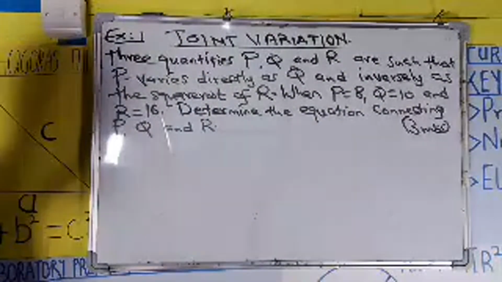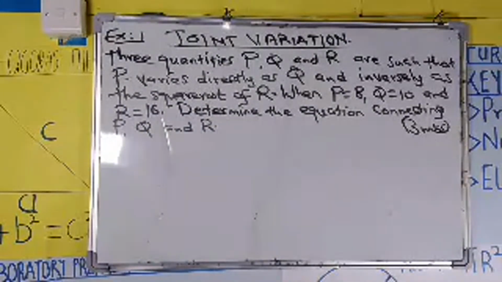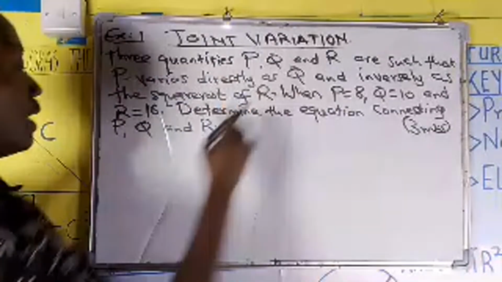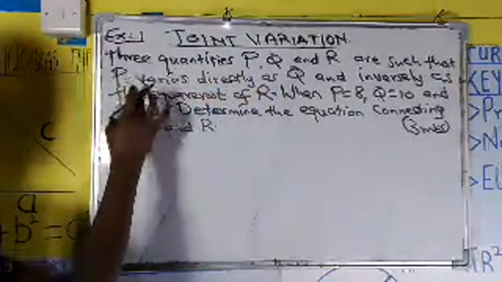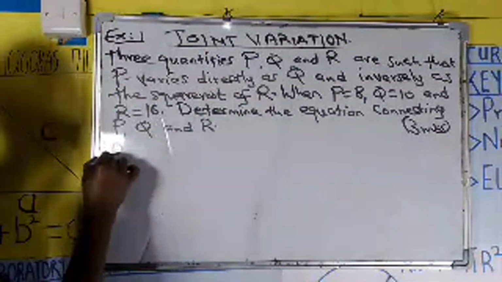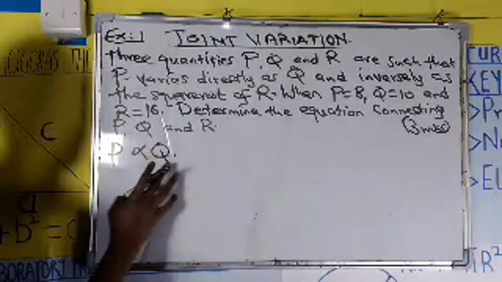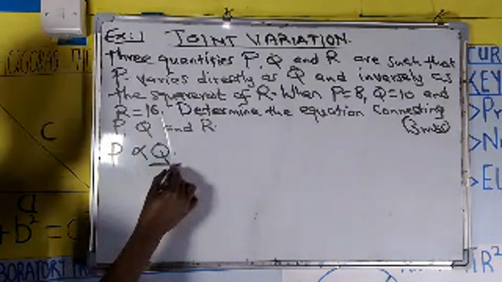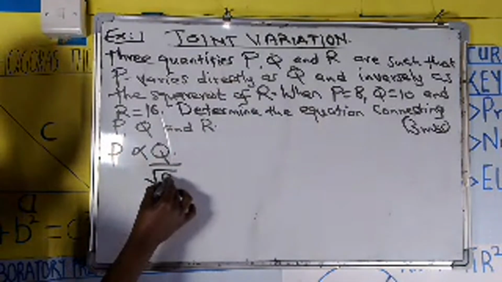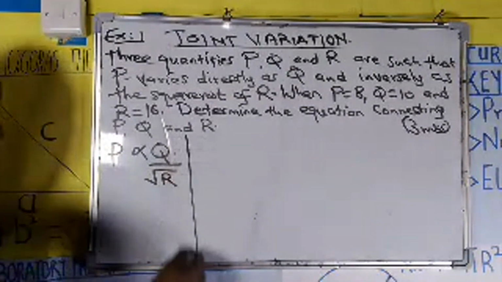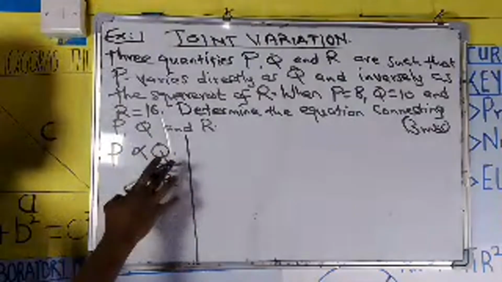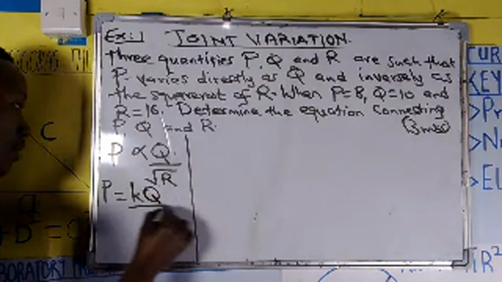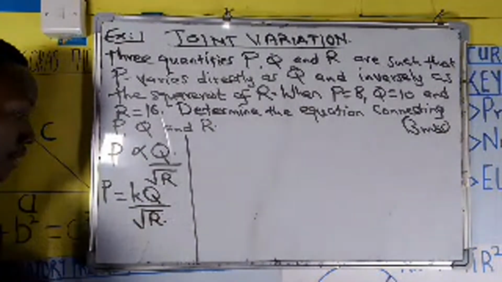That is our question. Determine the equation connecting P, Q, and R. So three quantities P, Q, and R are such that P varies directly as Q and inversely as the square root of R. So we are going to introduce our constant of proportionality. P is equal to KQ over the square root of R.